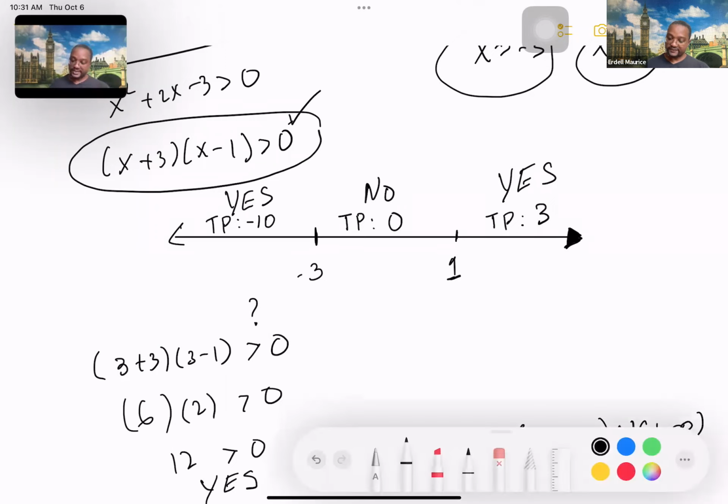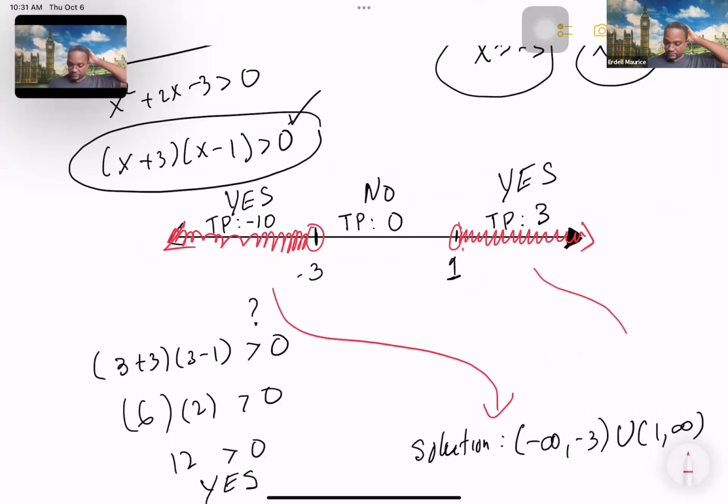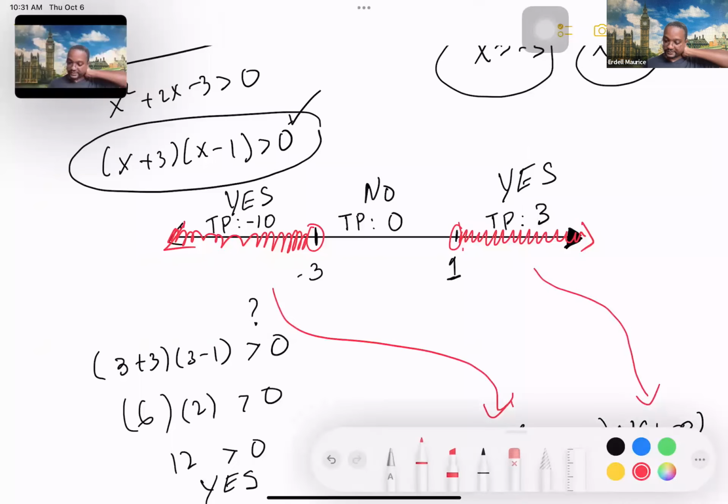On my number line that I have right here, I can shade it as well. Open circle, shade this region, right? And then open circle, and then shade this region. Questions there?